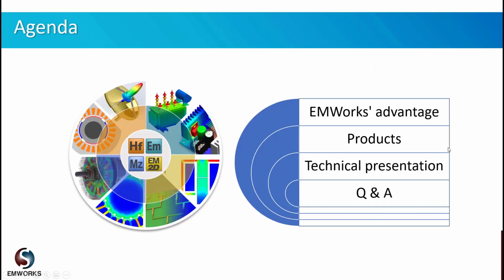Our agenda is as follows. A brief discussion about our products and services, followed by the main technical presentation. Then comes the questions and answers period. At that point, a senior application engineer will go on stage and answer your questions. You may then type your questions in the chat section.